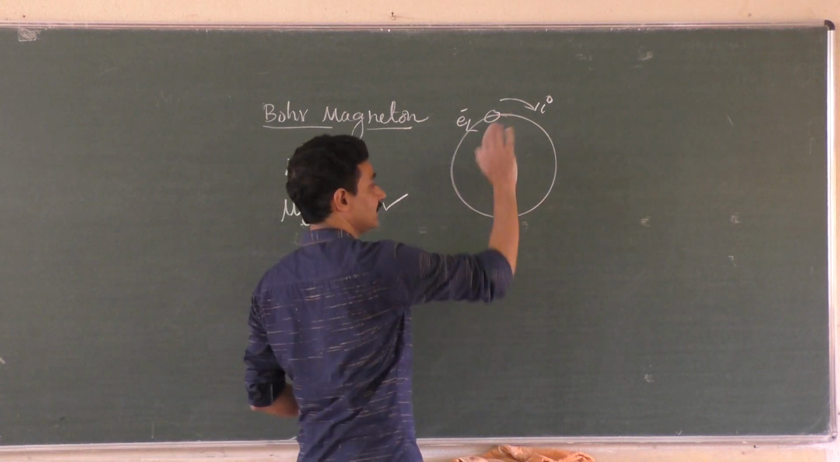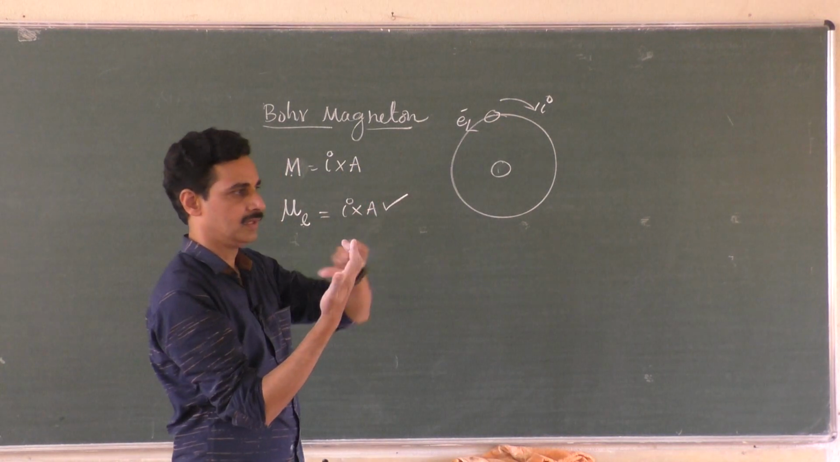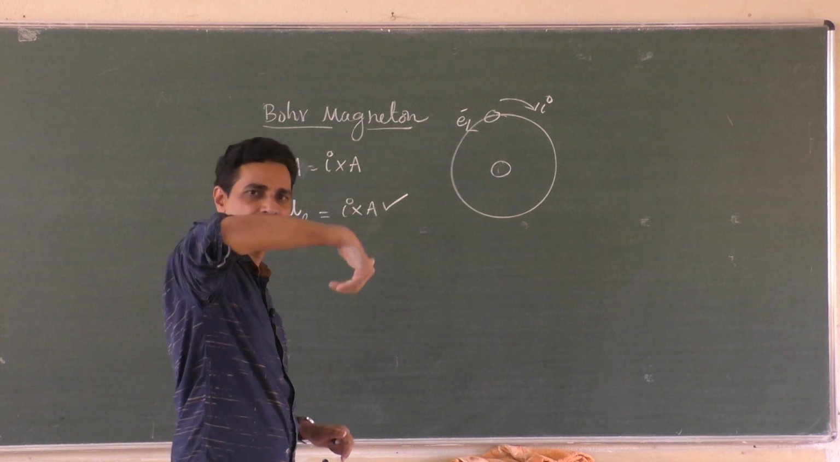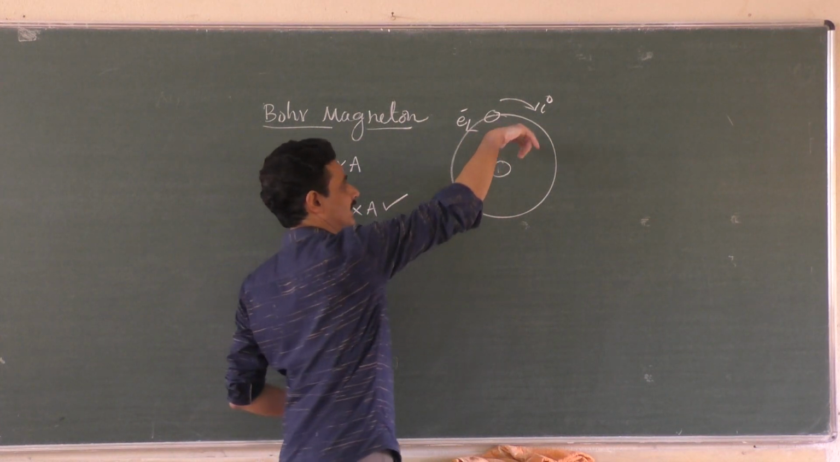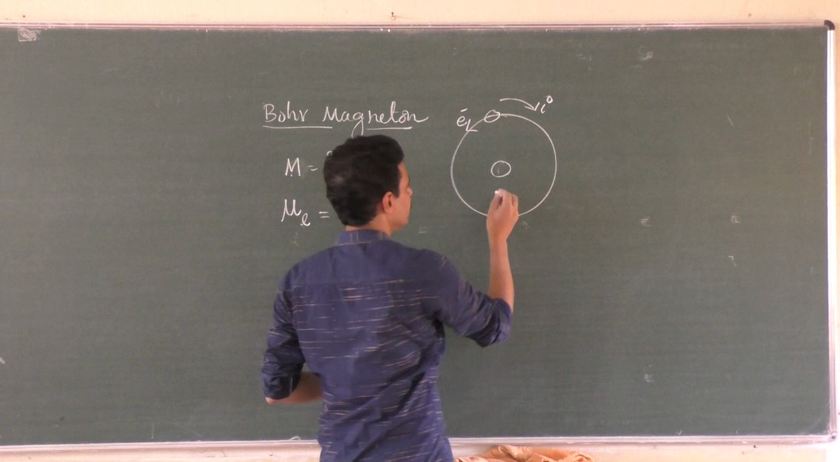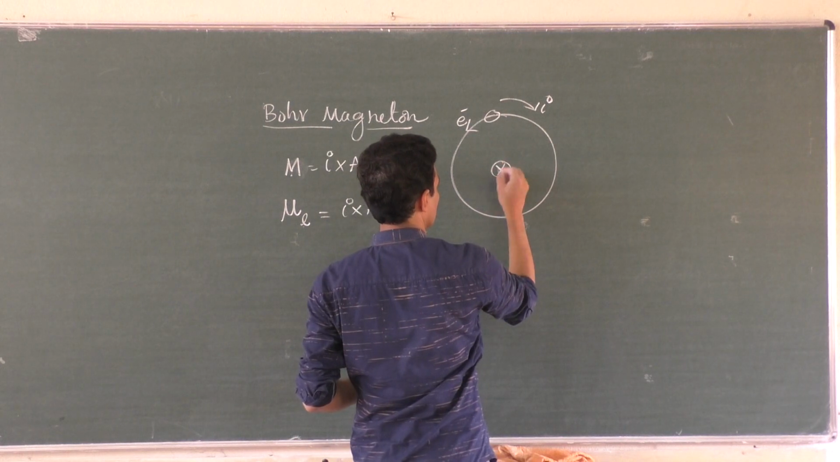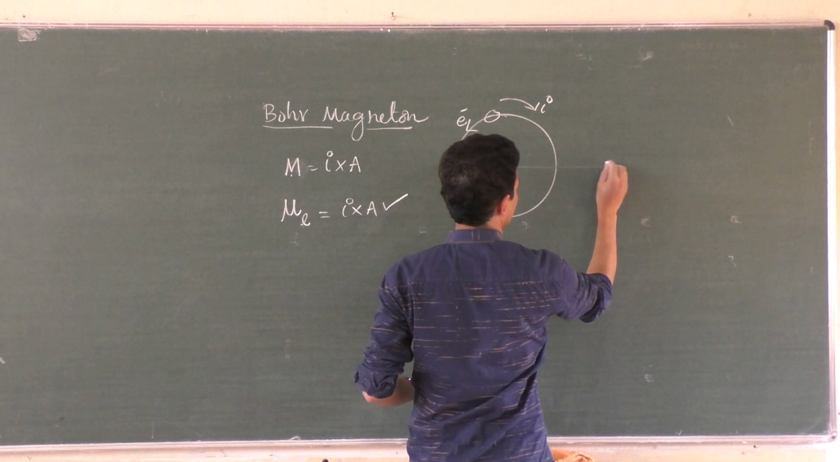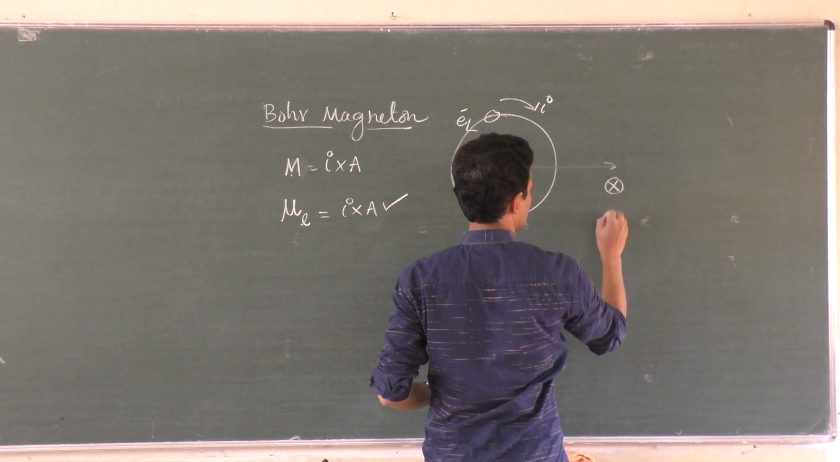Now, if the direction of current is shown by the fingers and the thumb gives the direction of magnetic field in a circular loop like this, that means magnetic moment here is into the page, right? So I will show it here. It is into. In the book it is shown like this.